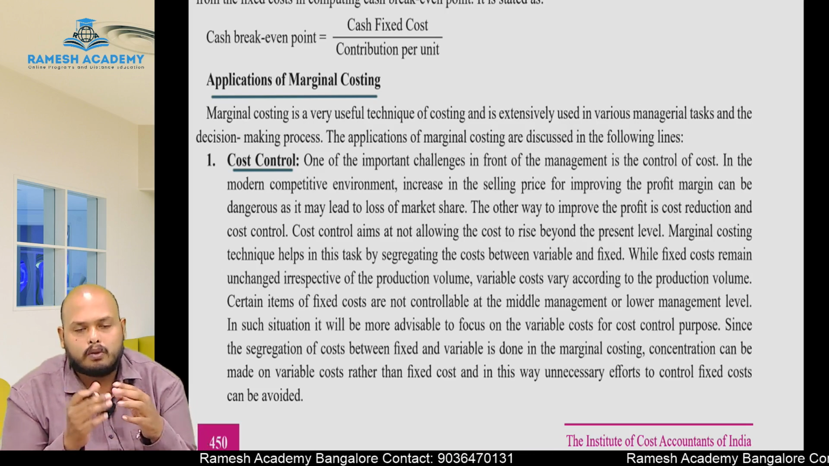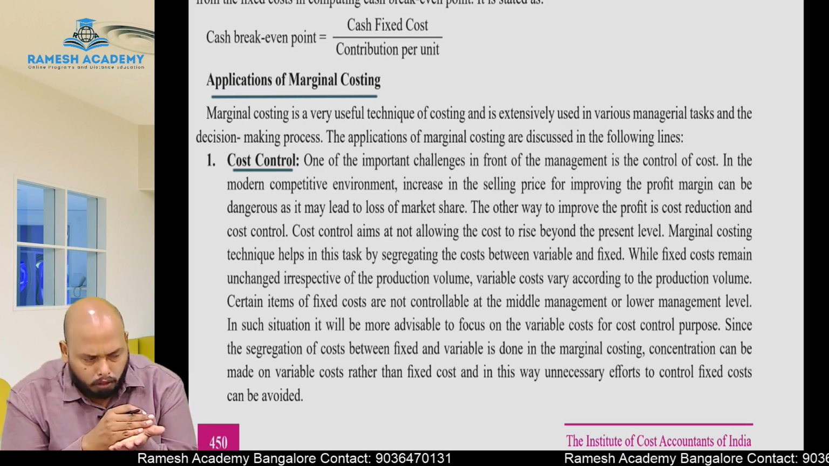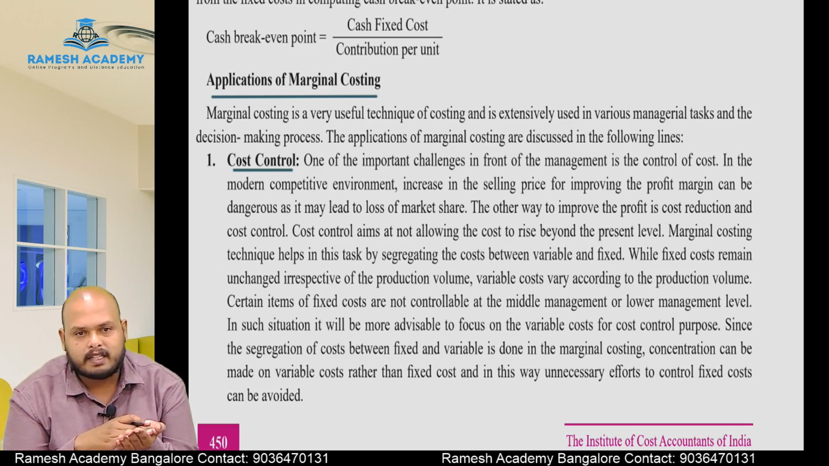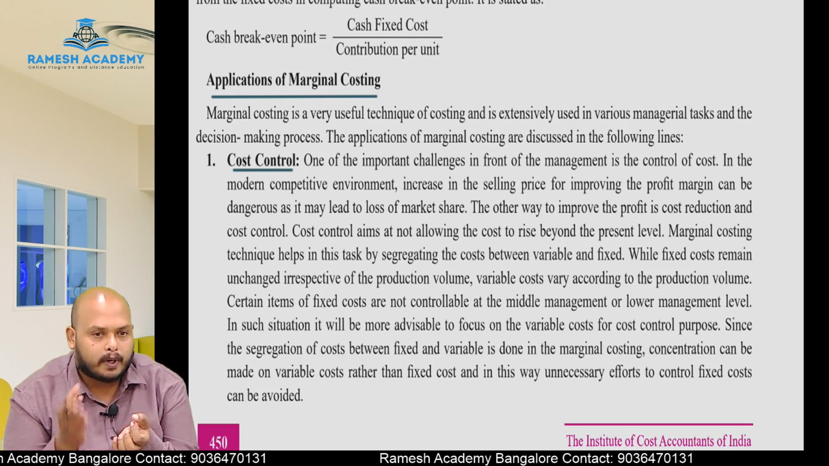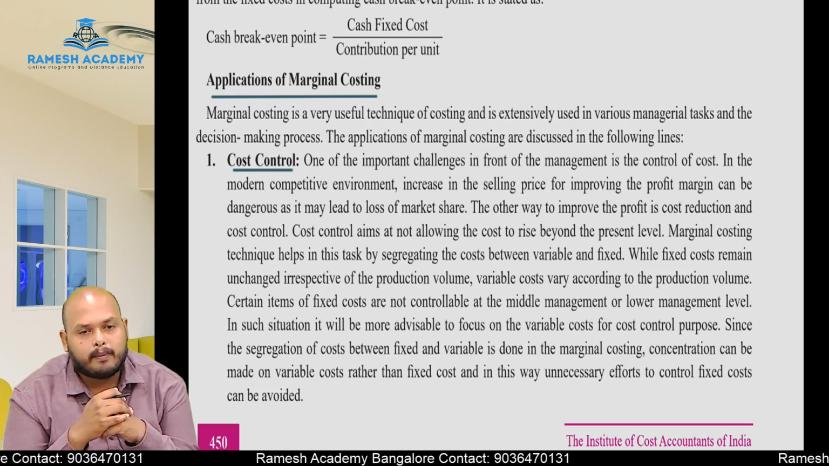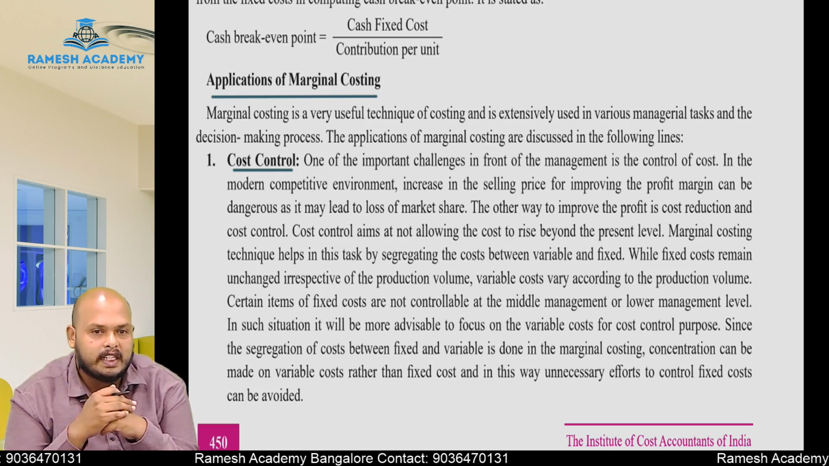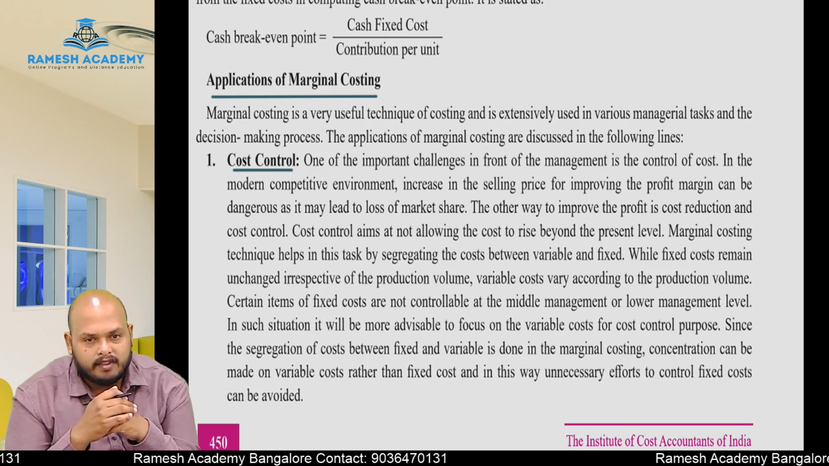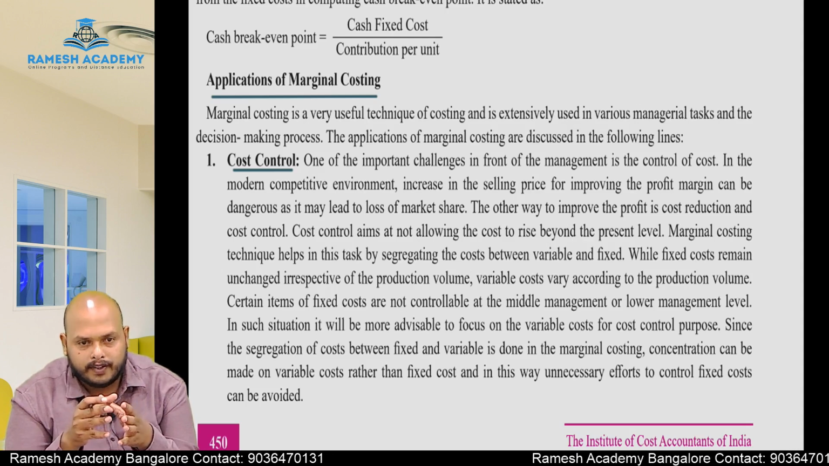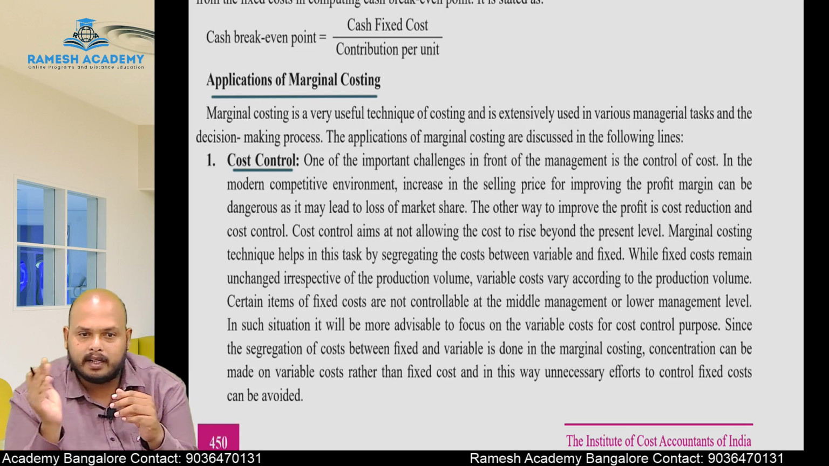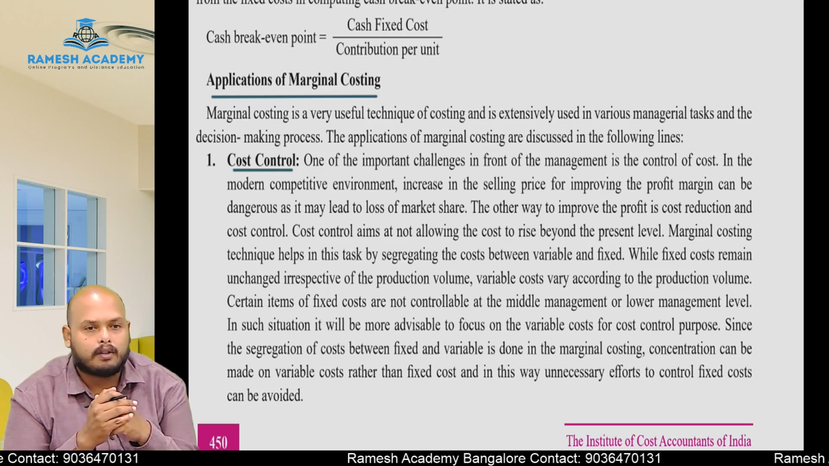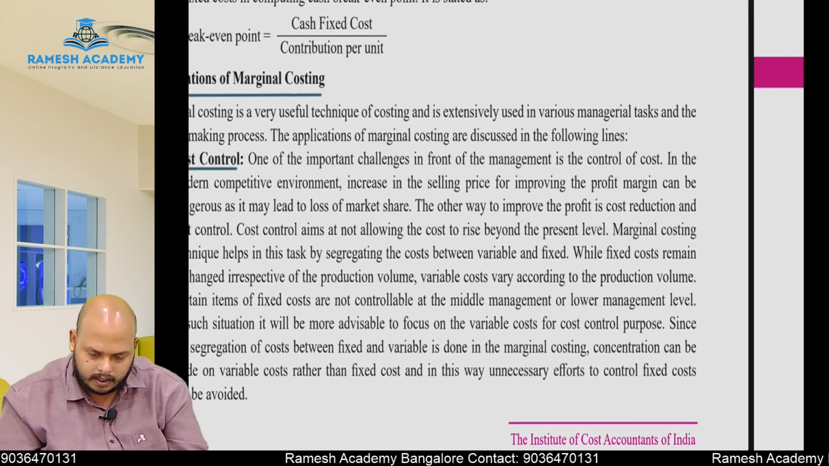We know that fixed cost is a cost which remains constant irrespective of the production capacity. It means when your production capacity increases, fixed cost per unit will decrease. Yes or no? By using marginal costing, we can calculate which level there will be no profit, no loss, which level there will be losses, and which level there will be profits. By using these, they will control the cost of an organization.